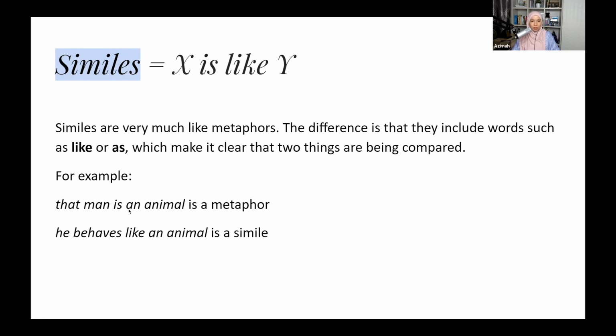And so, for example, that man is an animal. This is a metaphor because we're not using like or as. But if we say he behaves like an animal, this is a simile. As soon as you use the word like or as, it's a simile. So you think of simile as similar, same, similar, simile.